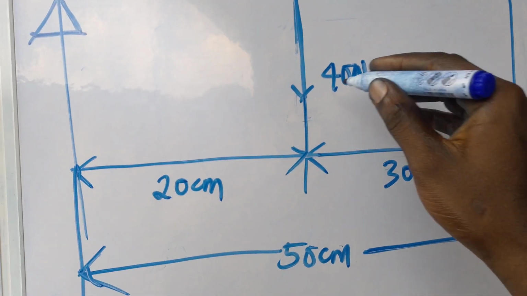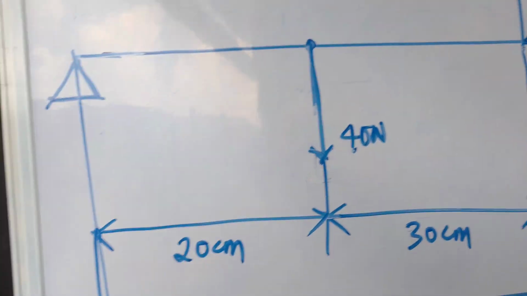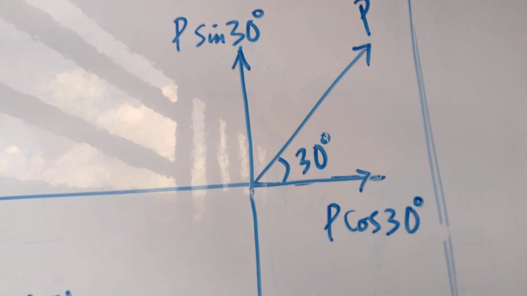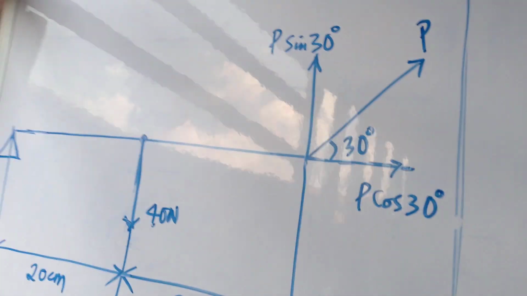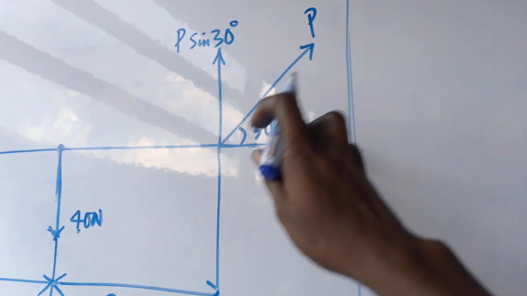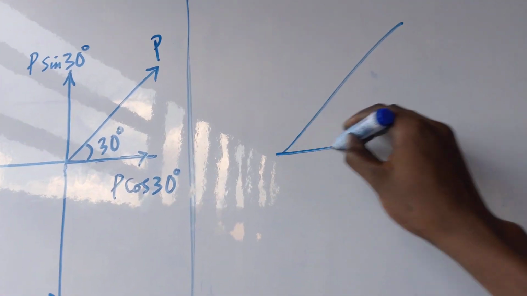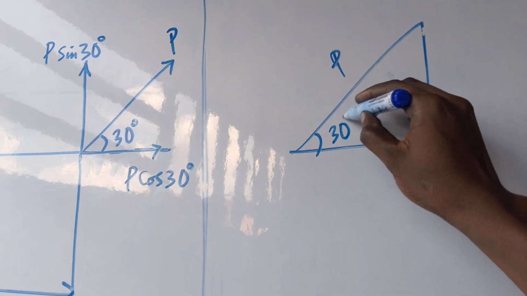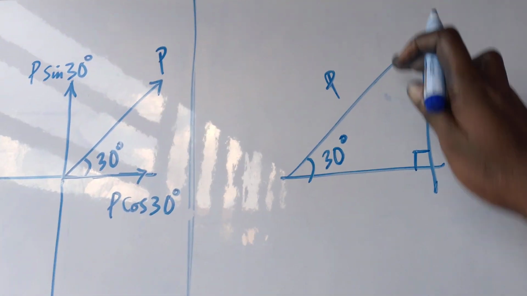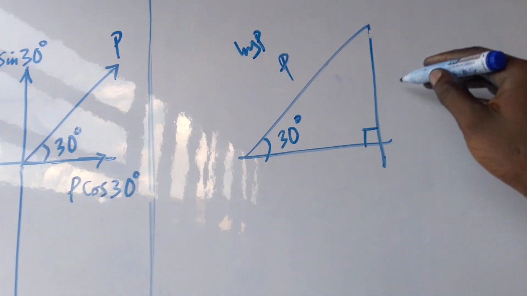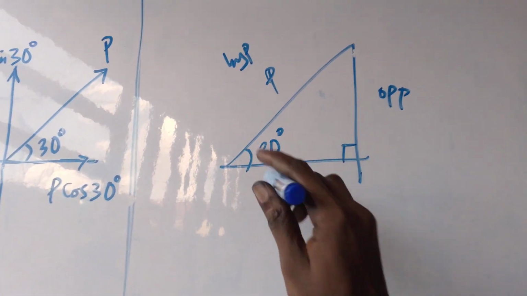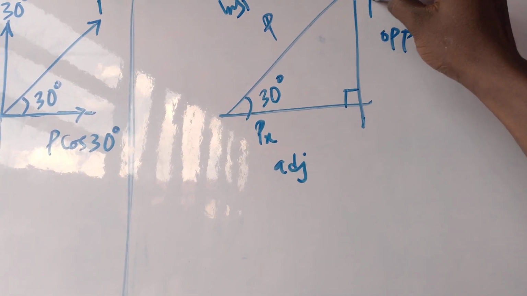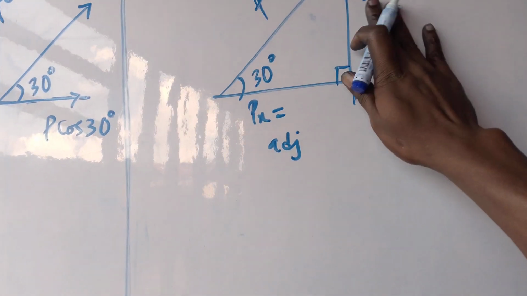Alright, so we will be taking moments with respect to this pivot. But quickly let me explain how I got P sine 30 and P cos 30. If I extract that portion out, I have something like this. First P, here is 30 degrees, and the side facing here is the hypotenuse. Then this will be my opposite because it is facing the angle of inclination, and here will be my adjacent. So this is Px and this is Py.